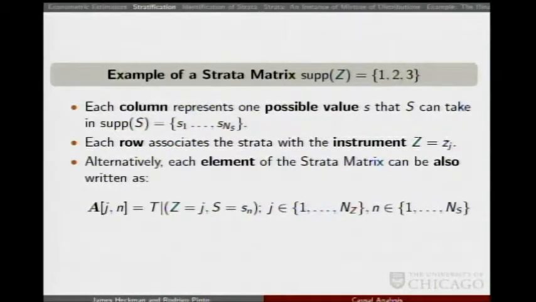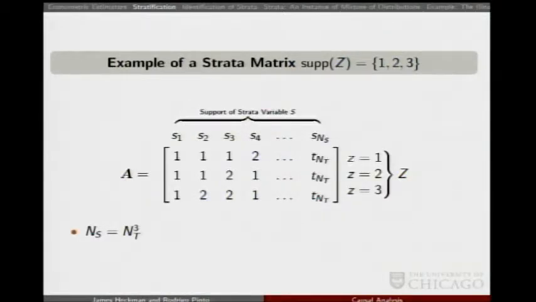So let me give you an example with 3 instruments, and I'm going to carry this example much of the way, not the whole way. Each column of this strata matrix is going to represent the values that S can take in the support, S1 through Sn, and each row is associated with an instrument. So we can write the strata matrix as an element, AJN. That's an abstract thing, but here's an example of a strata matrix, which I think will make things clear.